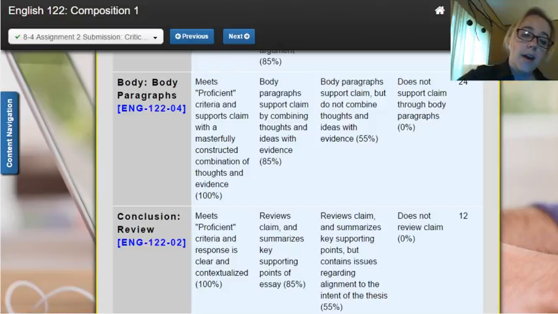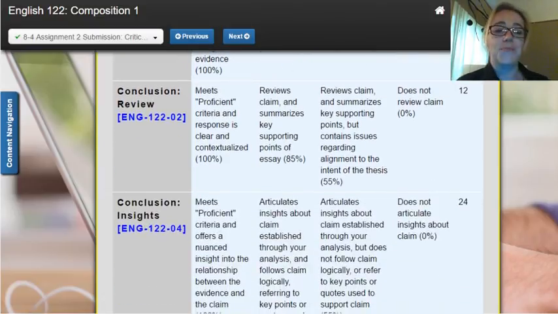Okay. Then we're on to our conclusion. We want to make sure that our conclusion provides a good review of your claim. We don't want to copy and paste our thesis. We want to rephrase it a little bit. Okay. So review your claim and summarize the key supporting ideas that you talked about. And we want to make sure that we can be as clear as possible with this critical element too.